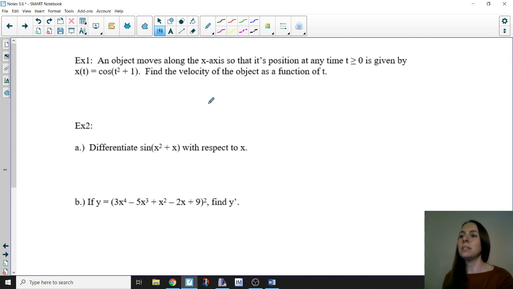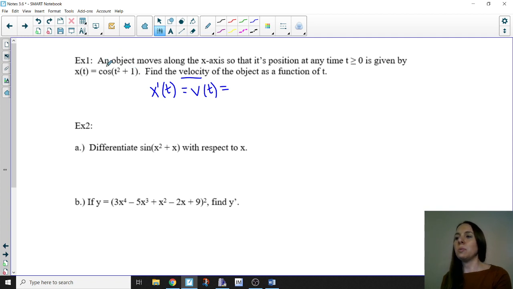An object moves along the x-axis so that its position at any time t greater than or equal to 0 is given by this function, x of t equals cosine of t squared plus 1. We are to find the velocity of the object as a function of t. Well, if this is our position function, when we take a first derivative of that, we get velocity, right? X prime of t is the same as v of t. So let's differentiate this mother and baby and we will get our answer.